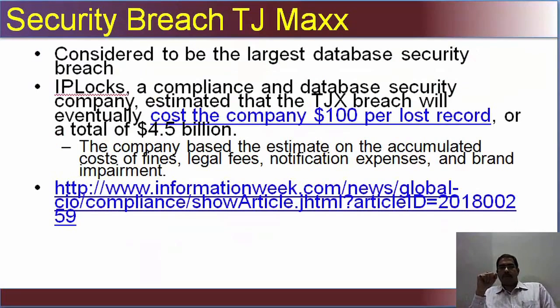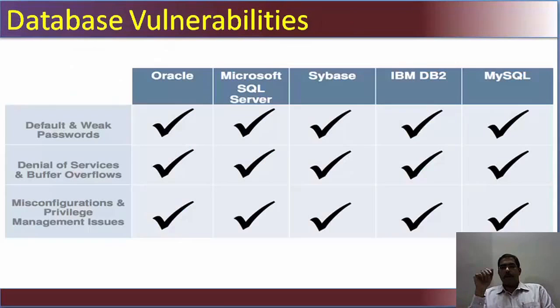Let's see another example of a security breach at TJ Maxx. It is considered to be the largest database security breach. IPLogs, a compliance and database security company, estimated that the TJX breach will eventually cost the company $100 per lost record, or a total of 4.5 billion US dollars. Now, the company based the estimate on the accumulated cost of fines, legal fees, notification expenses, and brand impairment. More details of this particular breach are available in the link provided in this slide. You can take a look at it.